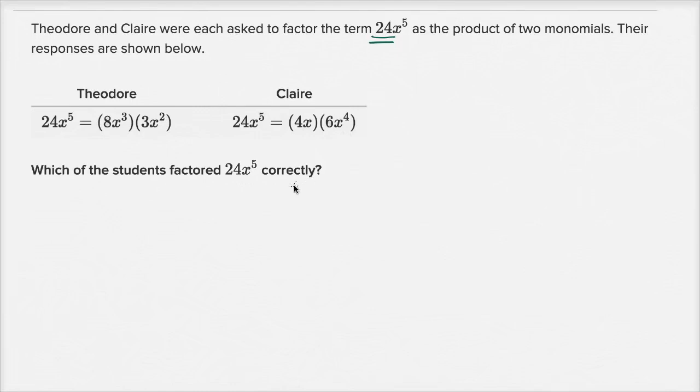So I encourage you, pause the video and see if you can figure this out. Which of them factored it correctly? Alright, now let's first look at Theodore. He factored it into these two monomials, 8x to the third and 3x squared.